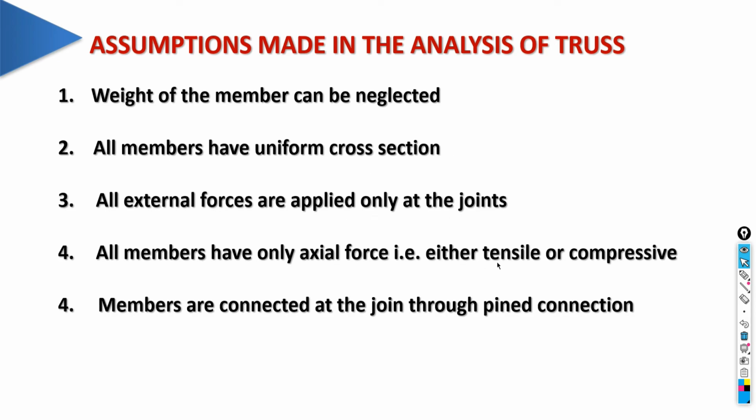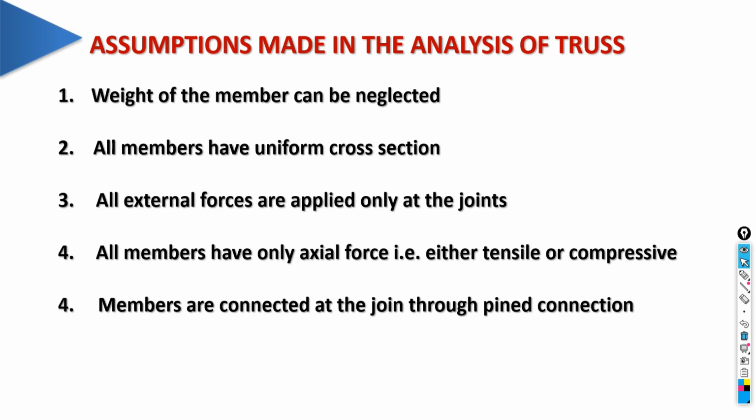All members have axial forces only. Members are connected at the joints through pinned connections only, or hinge connections. That is for the case of truss analysis only, not for others. When you are going to analyze the truss, at all the ends you have to make it a pin connection or hinge connection. Understood?